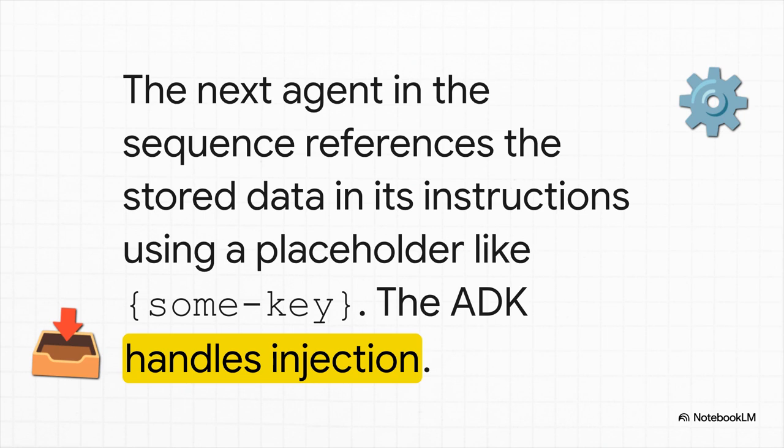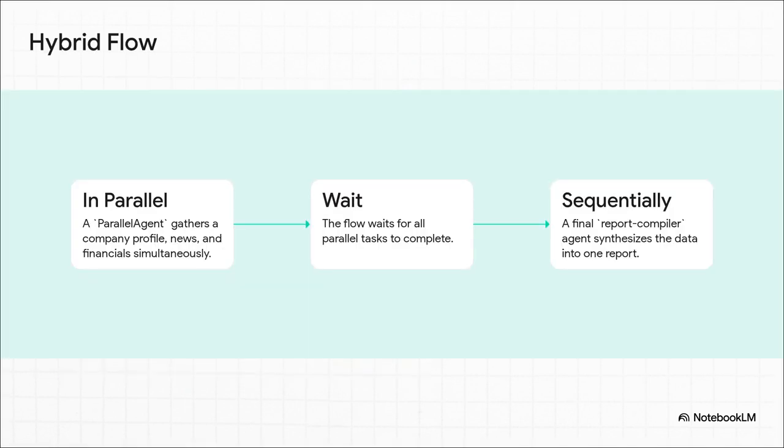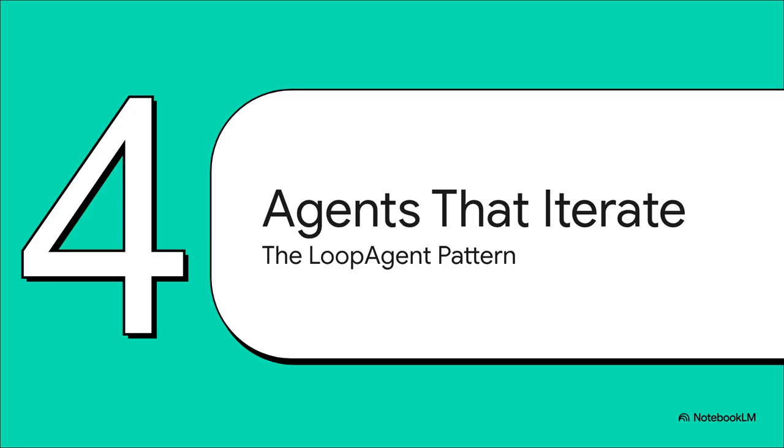It's so powerful. And the true power comes when you start combining these patterns. Look at this company detective agent. It's a hybrid. First, it fires off a parallel agent to grab 3 different kinds of data all at once. Then, it just waits for all of those to finish. And finally, a sequential agent kicks in with a report compiler that takes all that data and synthesizes it into one final polished report.